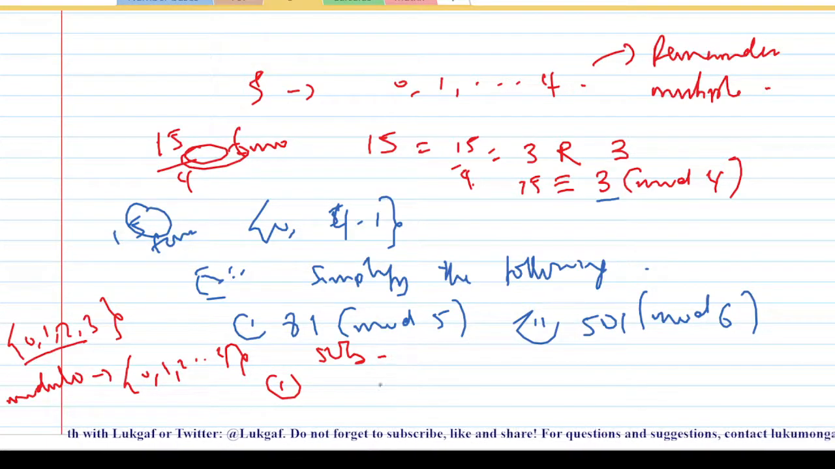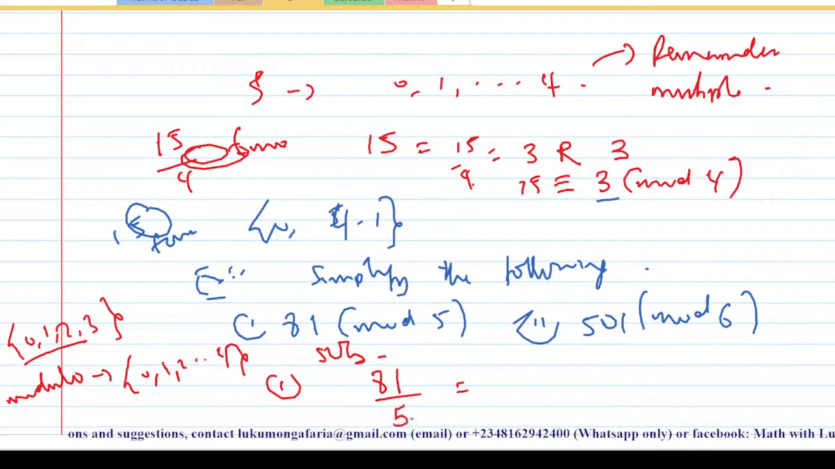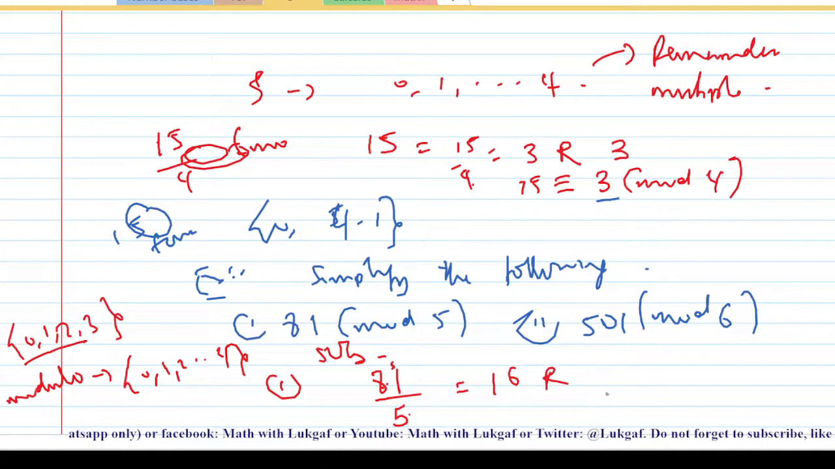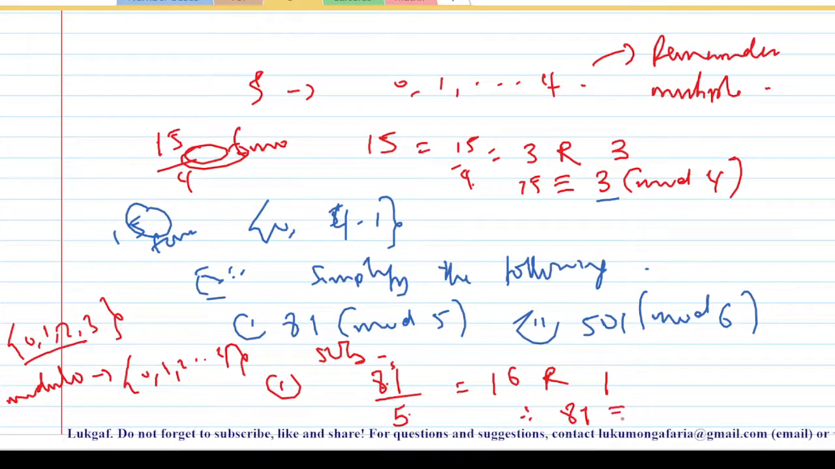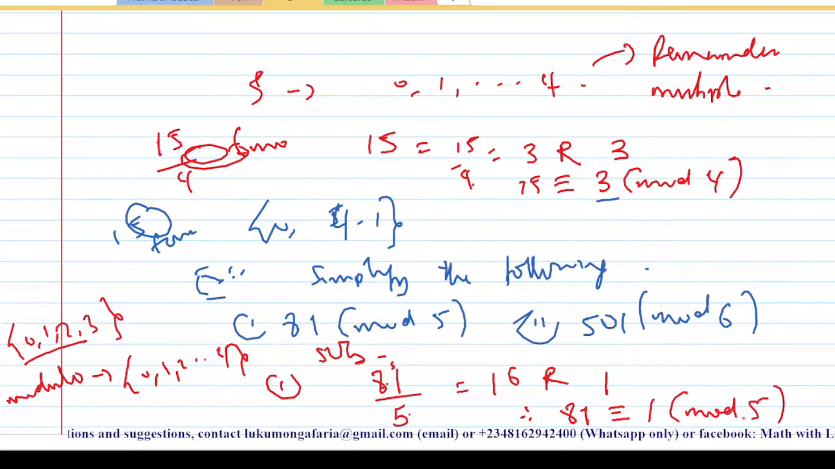So for 81, to simplify it in modulo 5, what you are going to do is divide 81 by 5. You see how many 5s you are going to see in 81. 5 in 8 is 1, remainder 3. So 5 in 31 is 6, remainder 1. Don't forget I told you that you write only the remainder. Then you can conclude that 81 is congruent, or equivalent, to 1 mod 5. You have to put the modulo you are working in. Can you see it is very simple? We don't write the multiple, you only write the remainder.